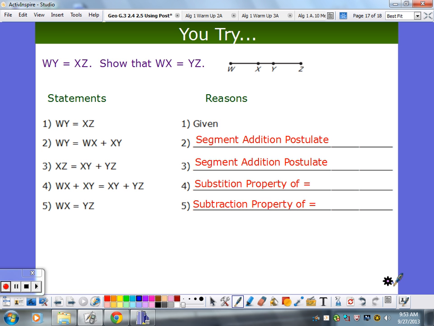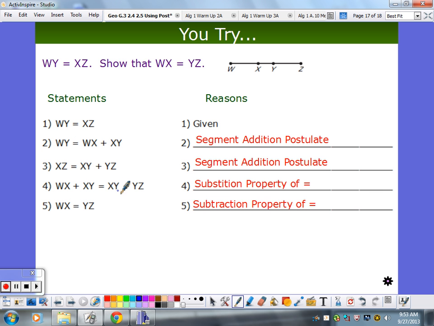And let's see if we have questions here. These two things are just adding up segments. This piece plus this piece equals whole piece. This piece plus this piece equals whole piece. Why is it segment addition? Because I'm adding segments. So when you're like, I can't remember the names, how am I supposed to remember that? Think about what you're doing. You're adding segments together. That's why it's the segment addition postulate.